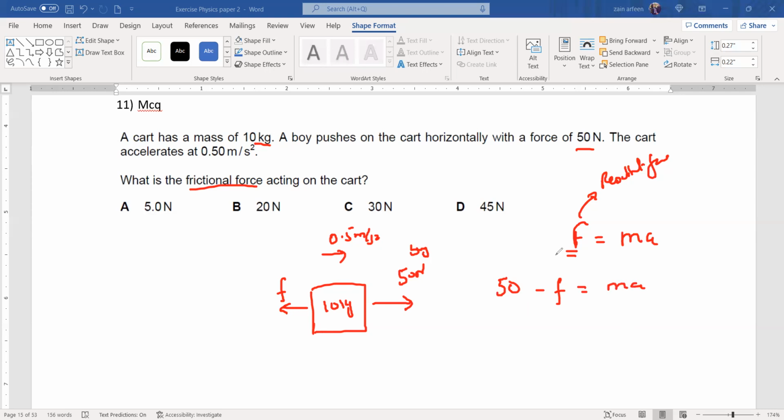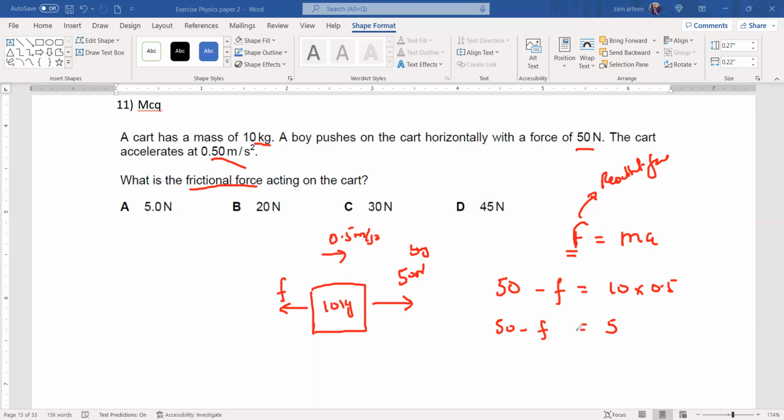Then we'll substitute the values. Because the mass is 10, we'll write m equals 10. And what about the acceleration of the cart? That was 0.5. This is given. So 10 multiplied by 0.5, that's equal to 5. So 50 minus friction is equal to 5.